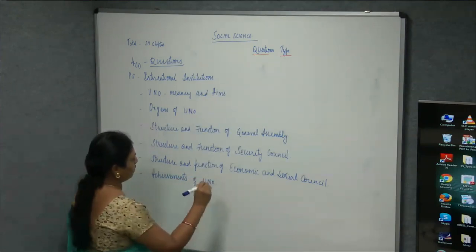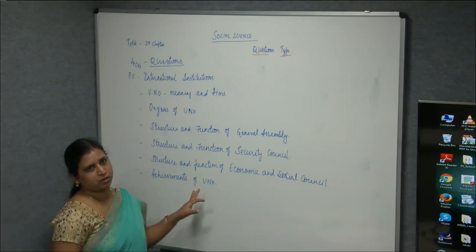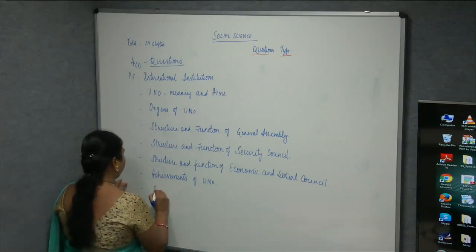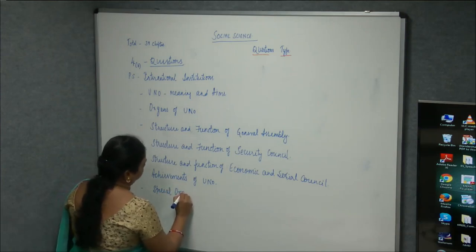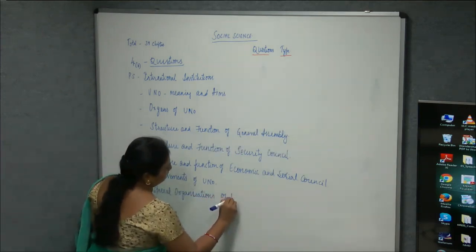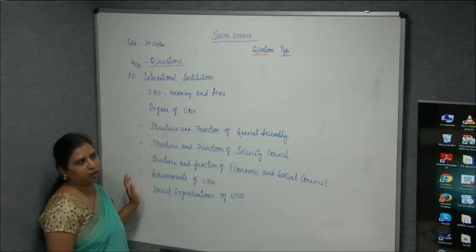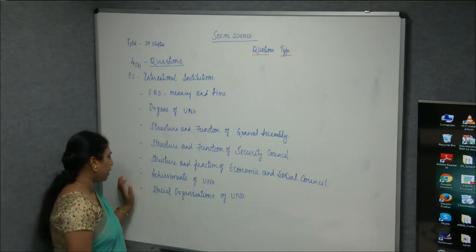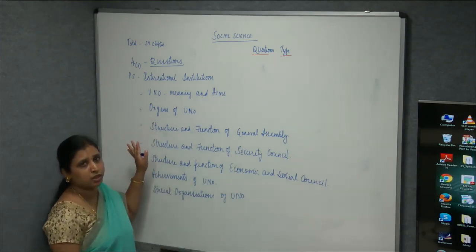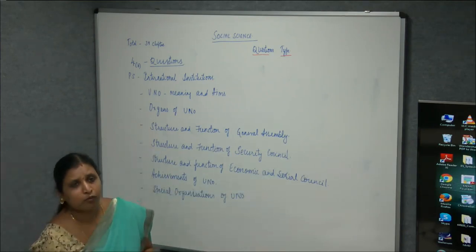Then achievements of UNO. For achievements of UNO, you have to club the economic achievements, the peacekeeping operations and the social achievements. So in 3 points, in a club body, you have to write 8 points. Then the special organizations of UNO. Then SAARC may be asked, or the aims and functions of IMF, then functions of IBRD. They may ask these for 4 mark questions, but these are all the important questions that are asked for 4 marks from the political science part.